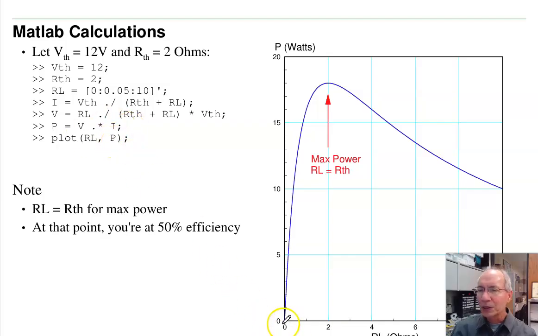When the load is 0, there's no power to the load. I get a maximum at 2 ohms. That's when R load equals R Thevenin, and then the power drops off. So max power is when the load matches R Thevenin. At that point, you're at 50% efficiency.